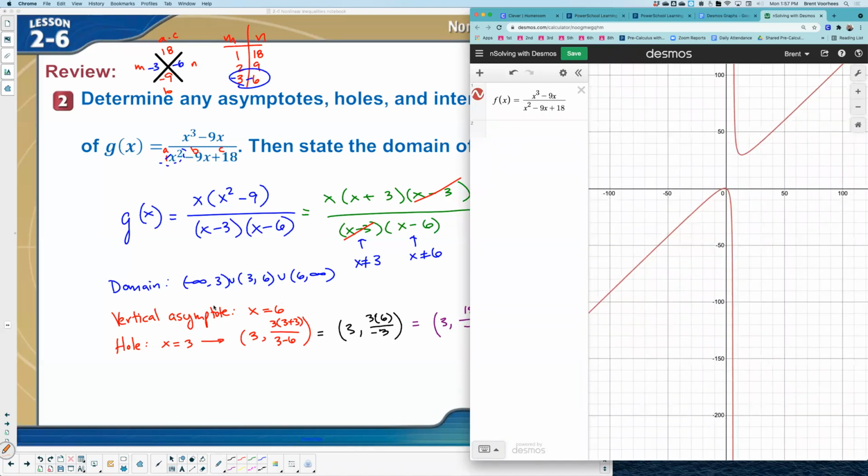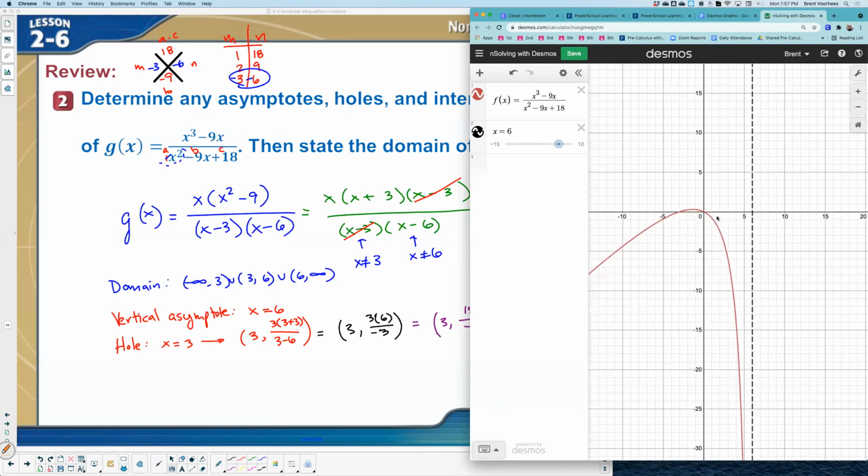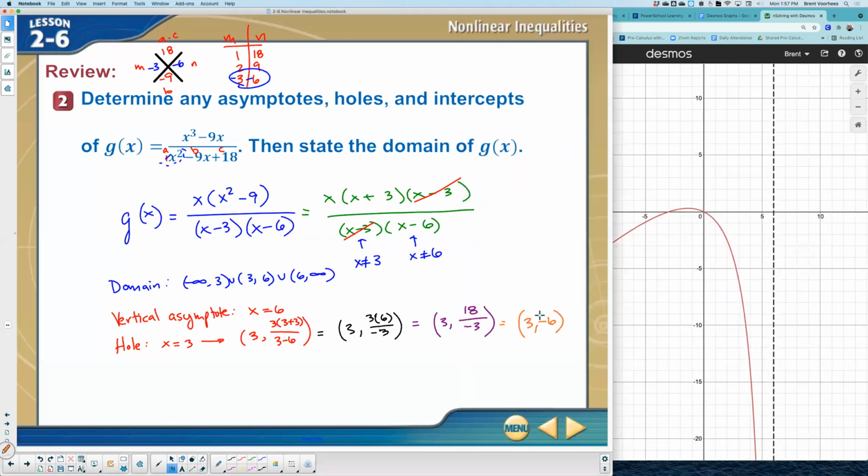We said that there should be a vertical asymptote at x equals 6. So I'm going to type that in, x equals 6. Does that appear to be a vertical asymptote of the graph? Does that appear right? All right, we said there's going to be a hole at 3 comma -6.